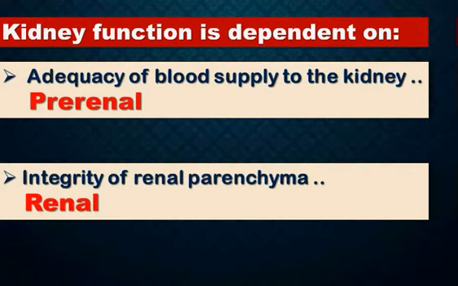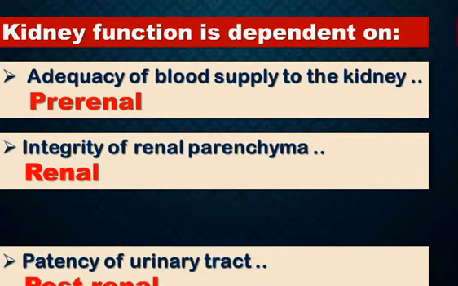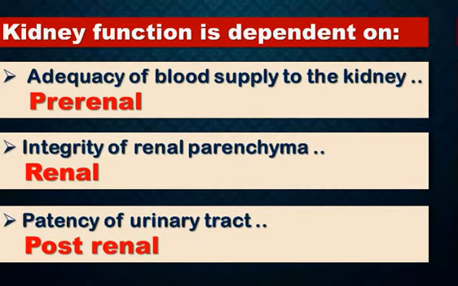Then integrity of the renal parenchyma. This is talking about the kidney itself, about the nephrons, their ability to filter the water and solutes and the toxins and waste products. This is called the renal part. And the patency of the urinary tract, which is called the post-renal. Post-renal is something related to the clearance of the waste products that pass out of the kidney, beyond the stage of the kidney.